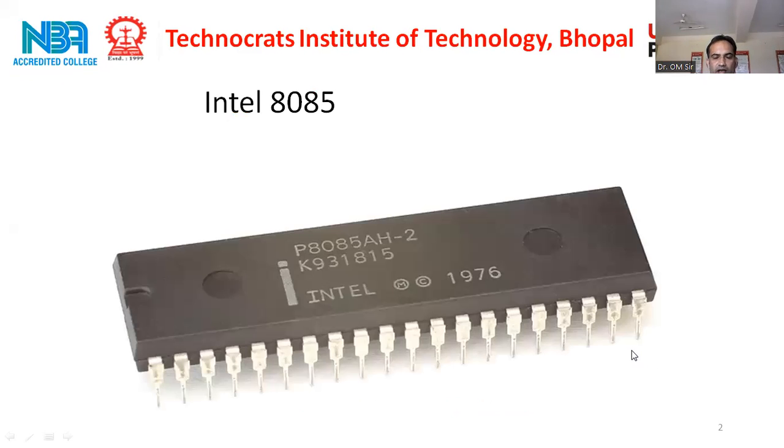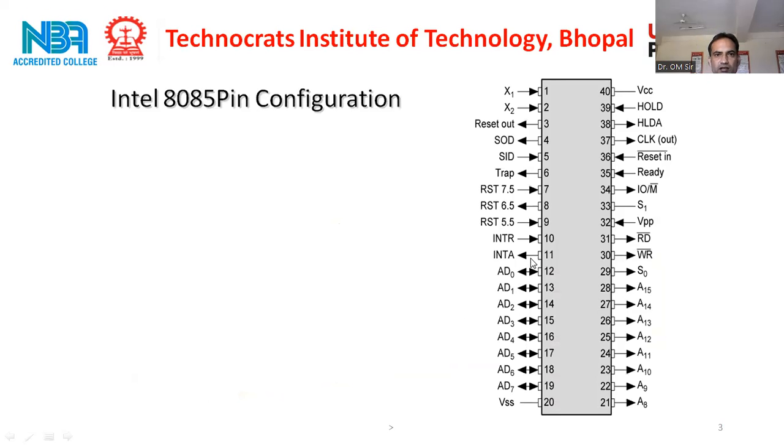This is the Intel 8085 microprocessor IC. It is a 40 pin IC in a dual in-line DIP package, as shown in the figure. These are the pin configuration of the IC. These are the oscillators. These are the address and data lines. These are the interrupts.